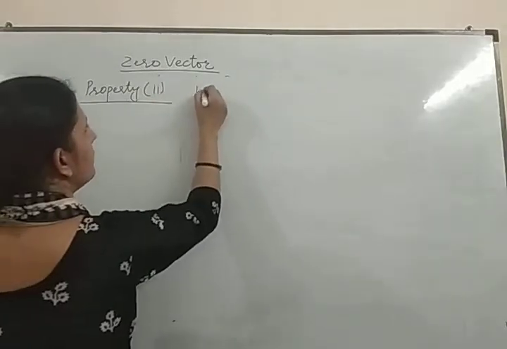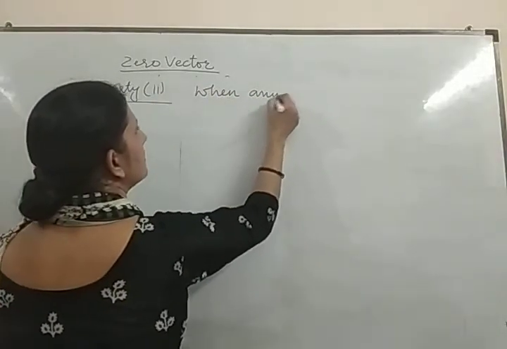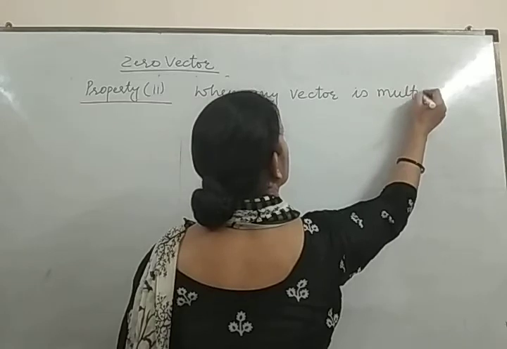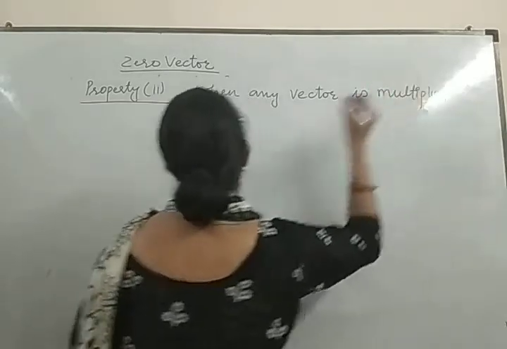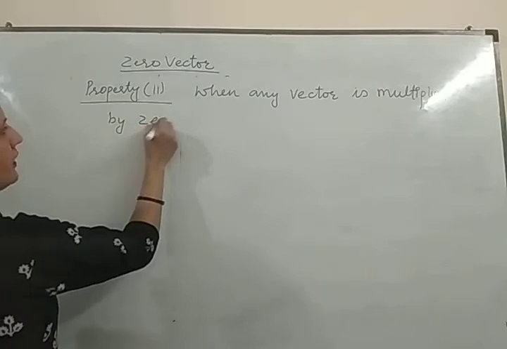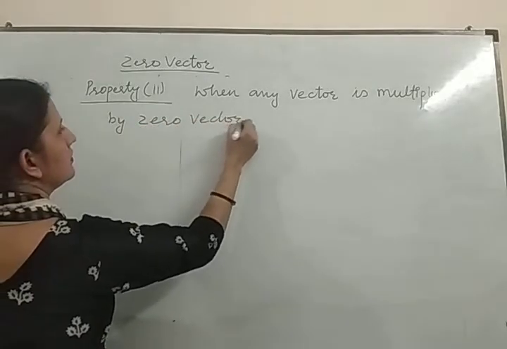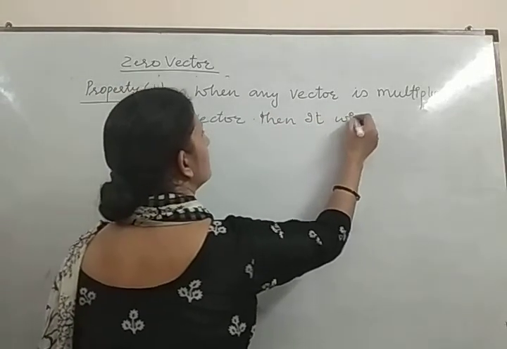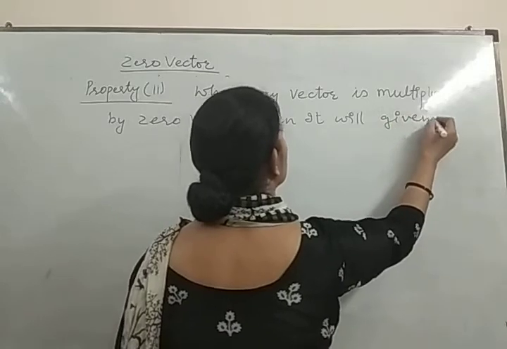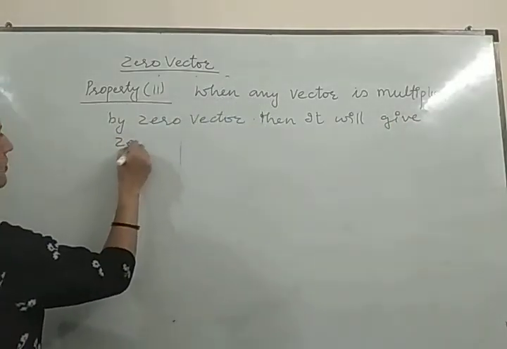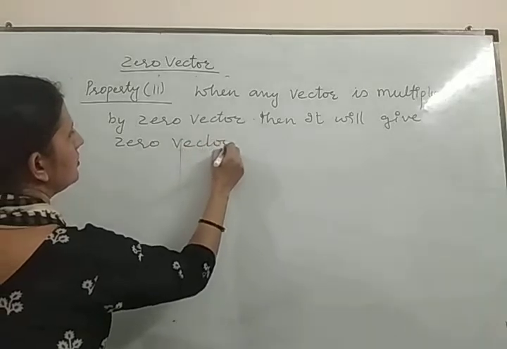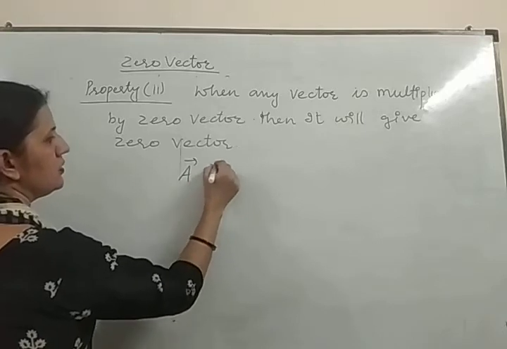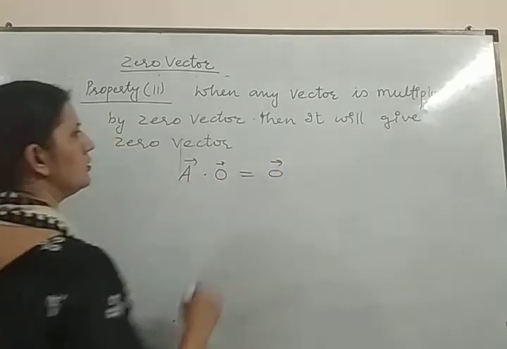Second property: when any vector is multiplied by the 0 vector, it will give the 0 vector. You know, if something is multiplied by 0, then it will give 0. This will give you the 0 vector.